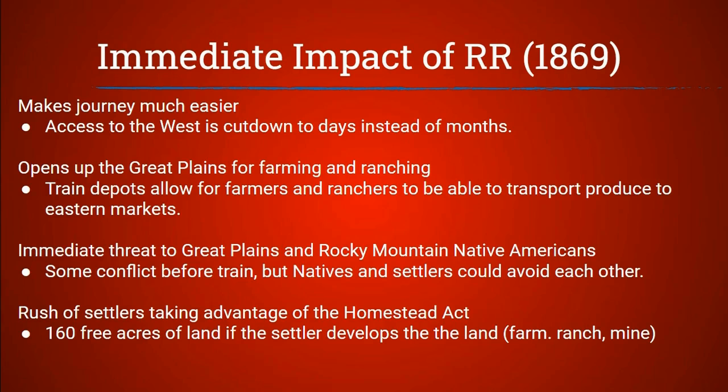The railroad is also an immediate threat to Native Americans in the region. Before the railroad, there was some conflict, but natives and settlers could and would avoid each other. But now there is a rush of settlers taking advantage of the Homestead Act, in which they could receive 160 free acres of land if they developed it. The migration to the Plains and Rockies would spell the ultimate doom for Native Americans living freely.